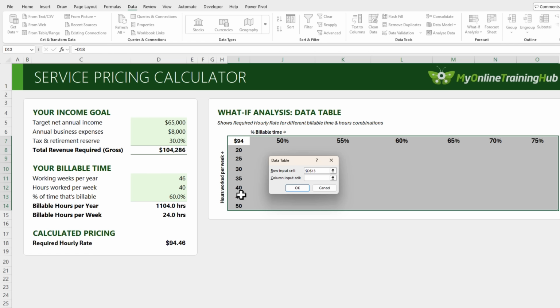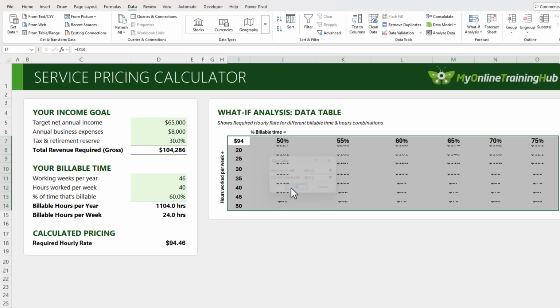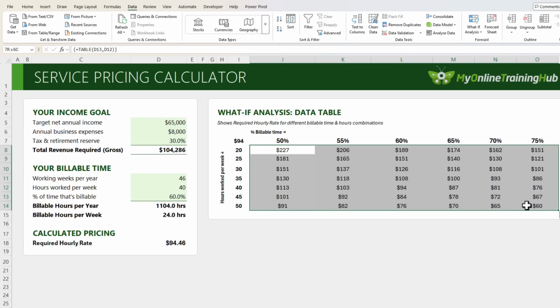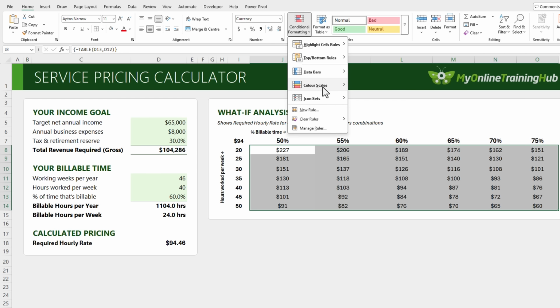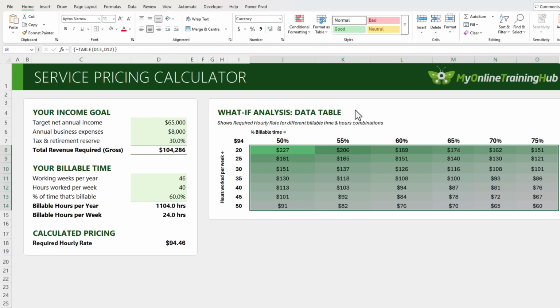And the column input cell matches my column labels here. So that's hours worked per week. Click OK, and in order to make it easier to read, let's go to the Home tab and we'll add a conditional formatting color scale in this green-white theme.